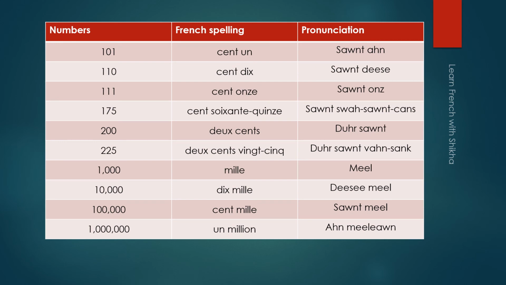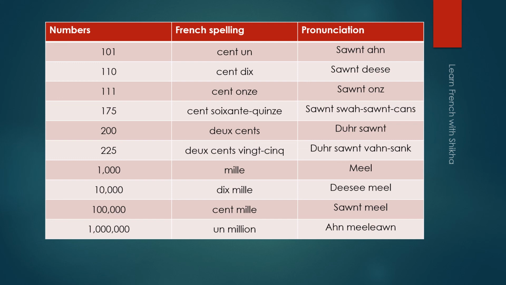Next number, 1000. 1000 is mille. Next is 10,000. So 10 is dix and 1000 is mille. So it becomes dix mille. Next is 100,000. 100,000 becomes 100 is cent and 1000 is mille. So it becomes cent mille. Next is 1 million. 1 million becomes un million.